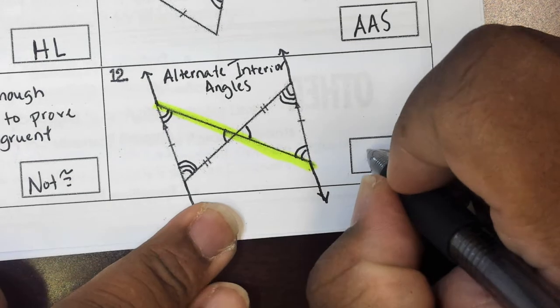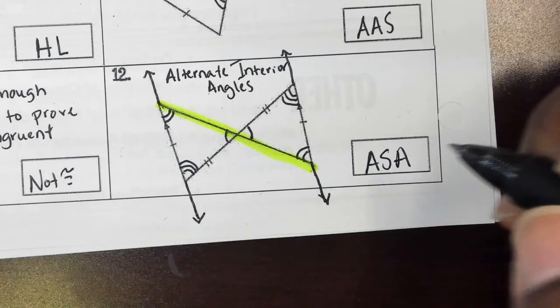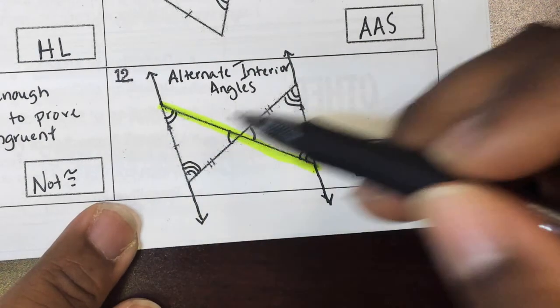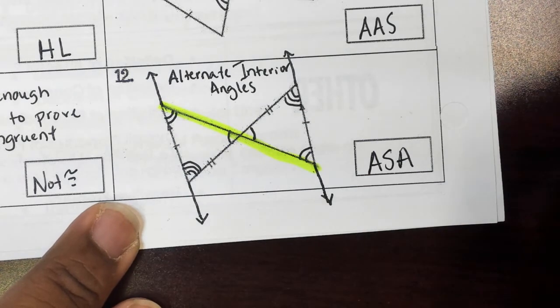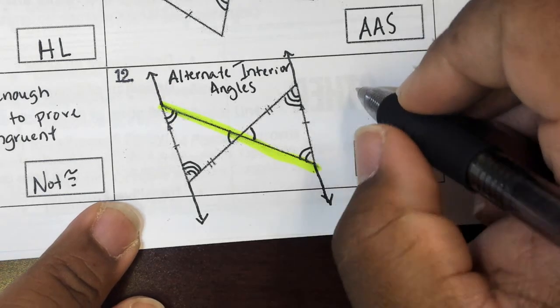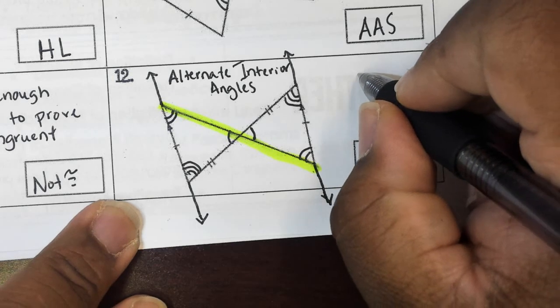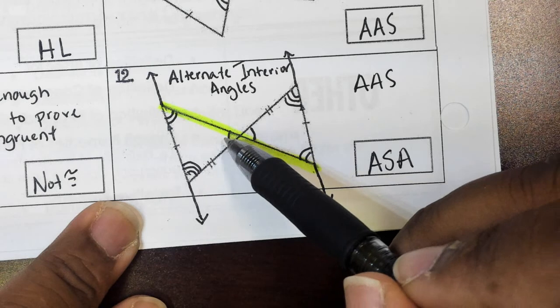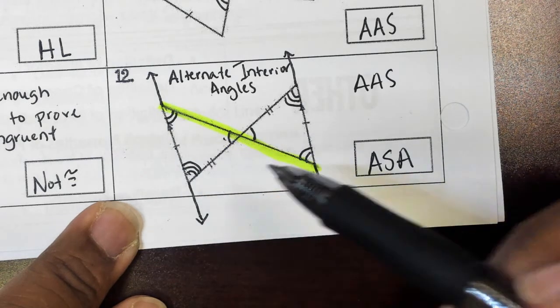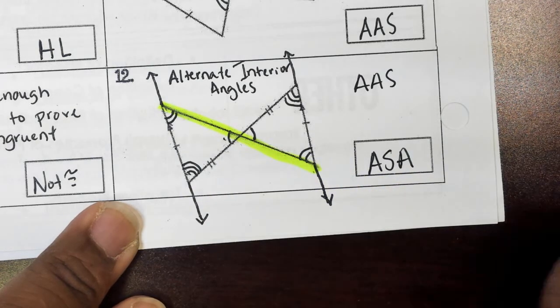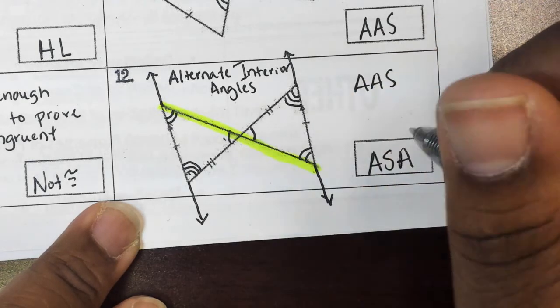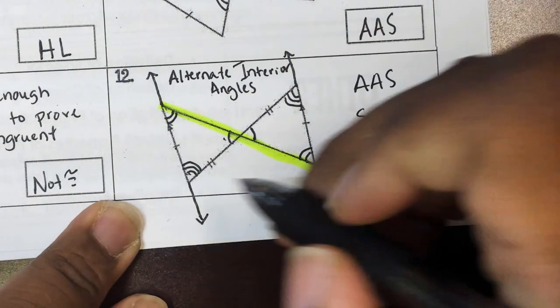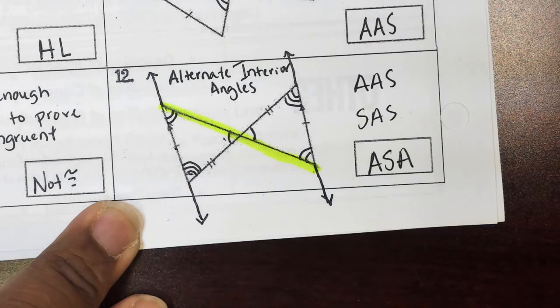You can do angle, side, angle. I'll put that in the box. You definitely can read that by going here, angle, side, angle. What's another one? Yes, you can do angle, angle, side as well. So you can say AAS. I can go angle, angle, side, or skip one, however you want to see it. What's the other one? Side, angle, side. I can say side, angle, side right there.